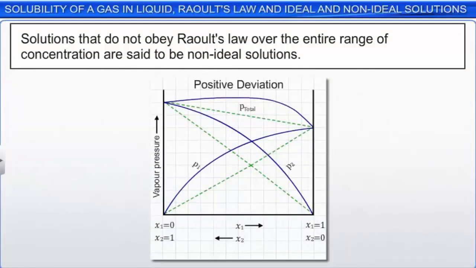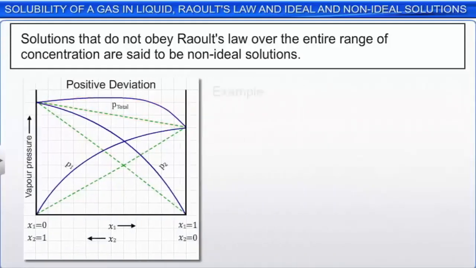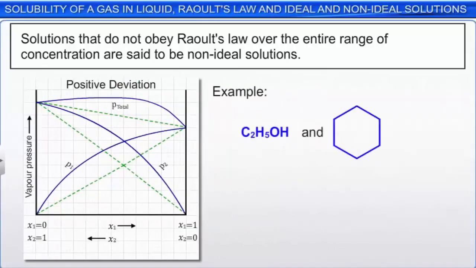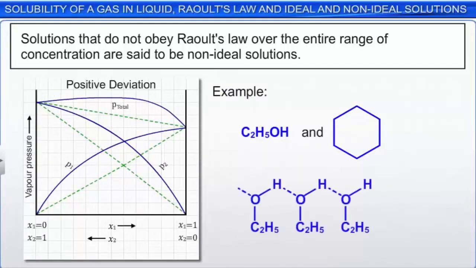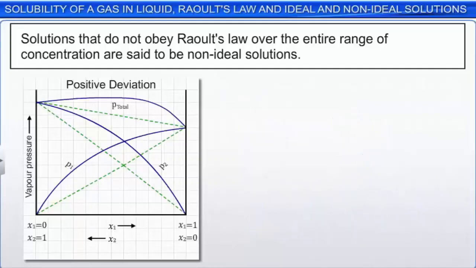The total vapor pressure of such a solution is greater than the vapor pressure corresponding to the ideal solution of the same composition. For example, a mixture of ethanol and cyclohexane shows positive deviations from Raoult's law. Ethanol exists in highly associated form due to hydrogen bonding. On addition of cyclohexane, its molecules get in between and there is a considerable reduction in ethanol-ethanol hydrogen bonding. As a result, it becomes easier for the ethanol molecules to escape into the vapor phase, and thus we see the positive deviations from Raoult's law.